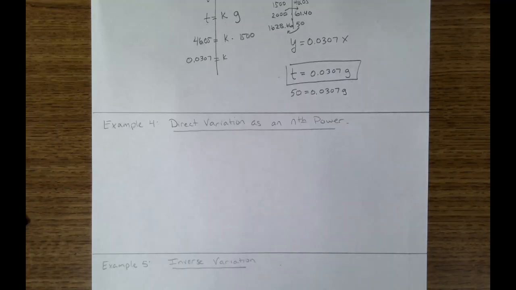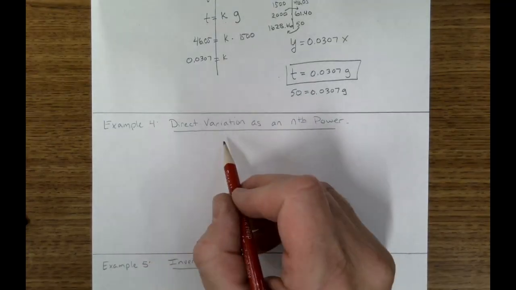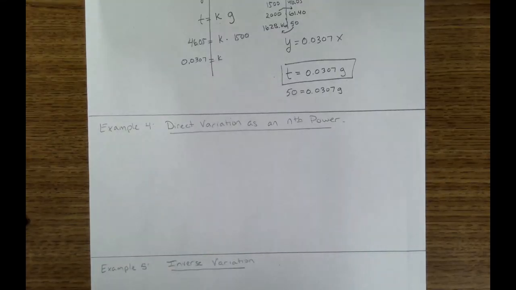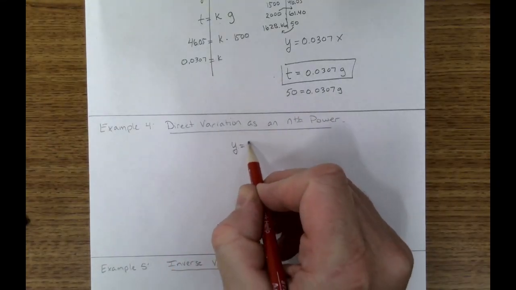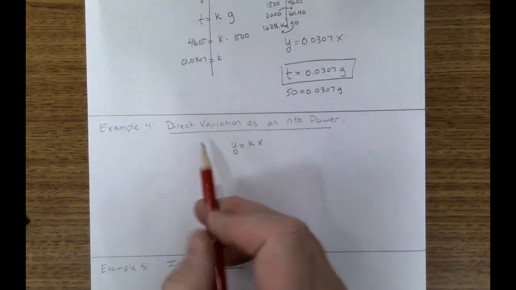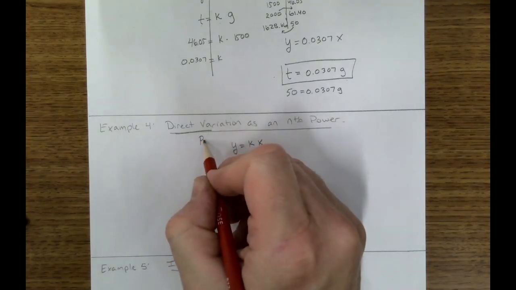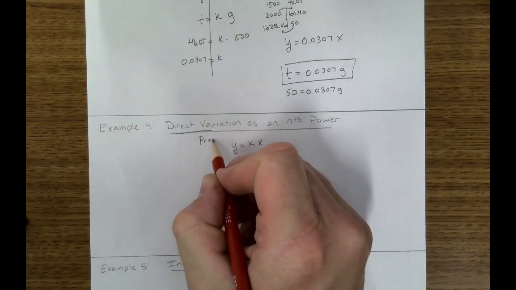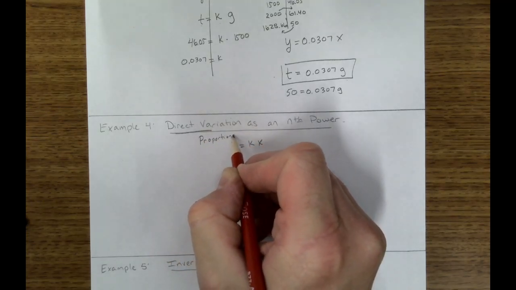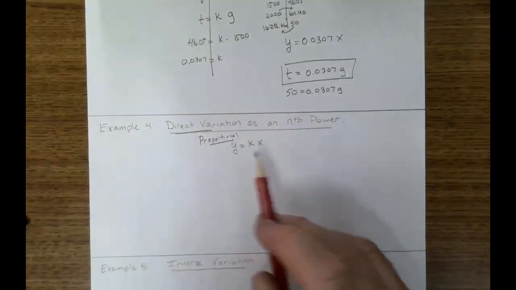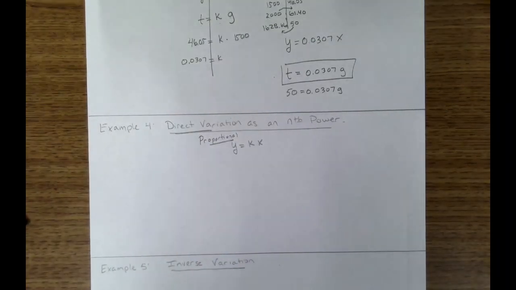Problem 4 in the book says the distance a ball rolls down a hill is directly proportional. So we still have this idea here. Direct variation is directly proportional. They use this word in the book. It means the same thing. It means your multiplication problem.